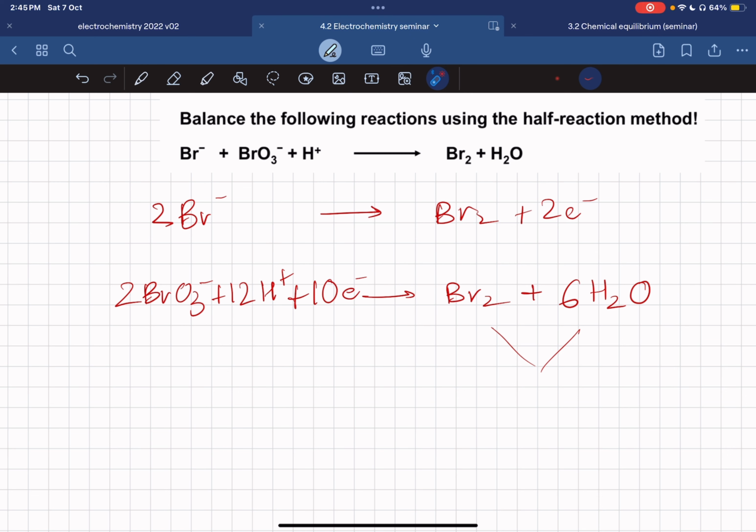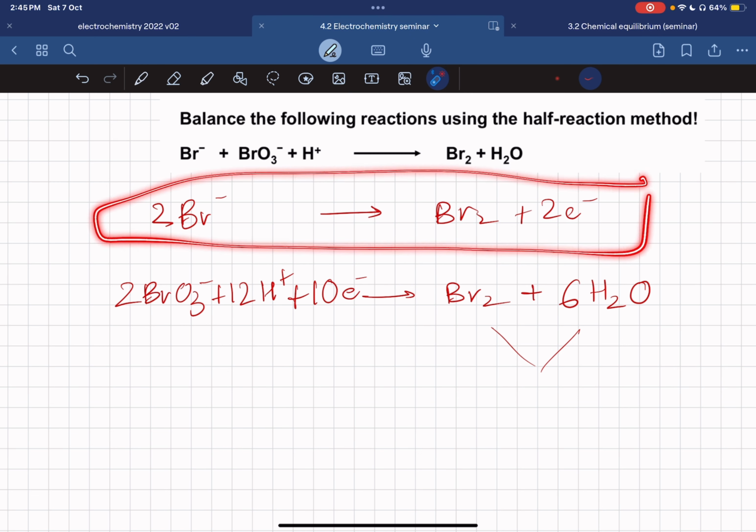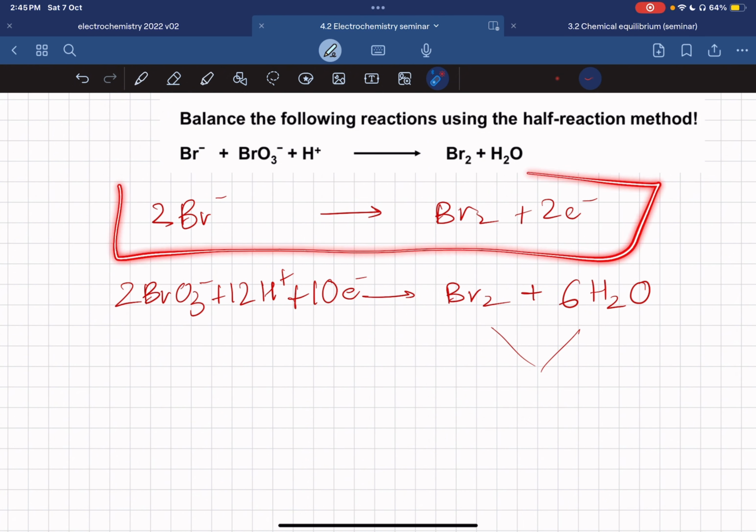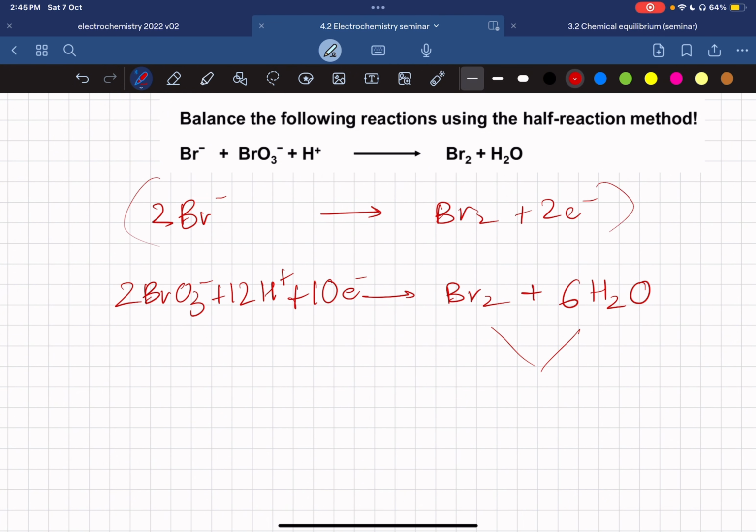Now let's look at this now. When we add these equations, we can't cancel out the electrons because there's 2 here and 10 here. So what we do to this equation is we take this whole equation, the whole thing, and we multiply the whole thing by 5, just because we want this number of electrons to become 10. Then what we get is 5 times 2 is 10 Br, then we get 5 Br2, and then finally we get what we wanted, 10 e minus. So we got that, okay?